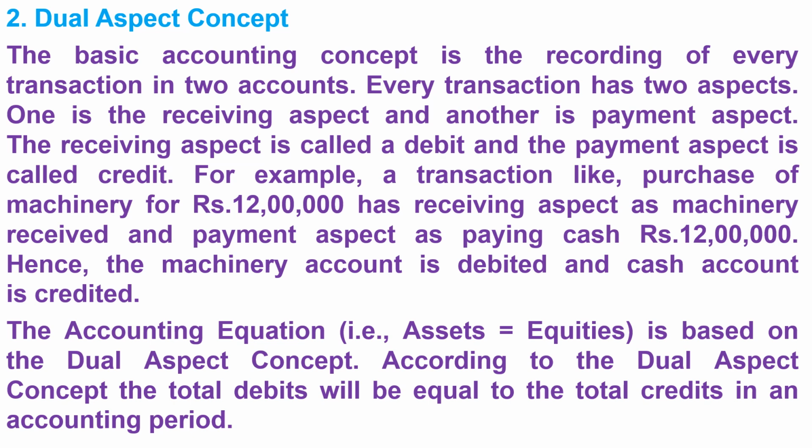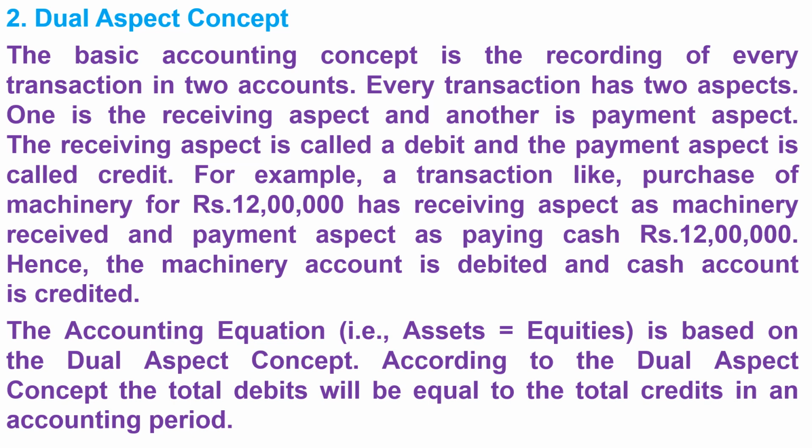2. Dual aspect concept. The basic accounting concept is the recording of every transaction into accounts. Every transaction has 2 aspects. One is the receiving aspect and another is the payment aspect. The receiving aspect is called a debit and the payment aspect is called credit. For example, a transaction like purchase of machinery for 12 lakh rupees has the receiving aspect as machinery received and the payment aspect as paying cash 12 lakh rupees. Hence, the machinery account is debited and cash account is credited.